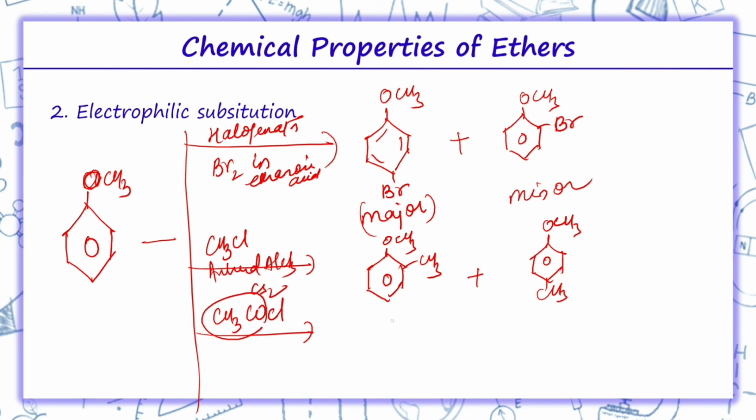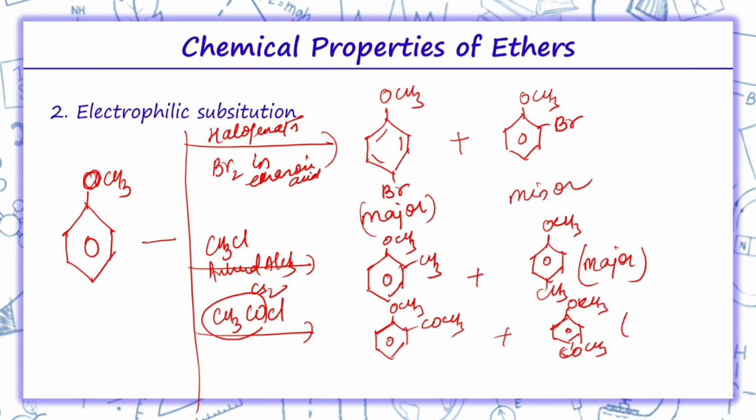Similarly, if we are performing Friedel-Crafts acylation, that is performed with CH3COCl. So here COCH3 will be attached to the ortho and para positions. These para products are the major products formed over here. OCH3, here we get COCH3, this is 2-methoxyacetophenone, and when it is attached in the para position, this is known as 4-methoxyacetophenone, which is a major product.